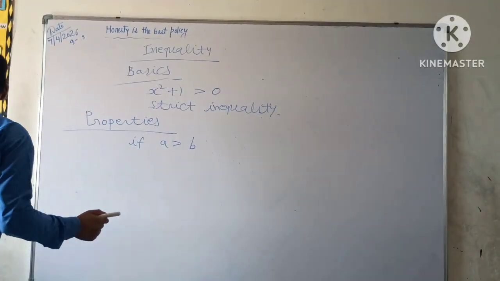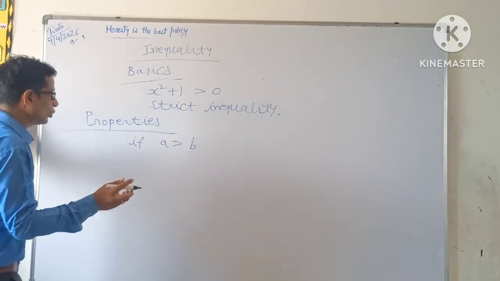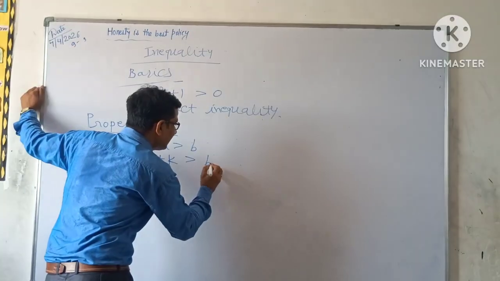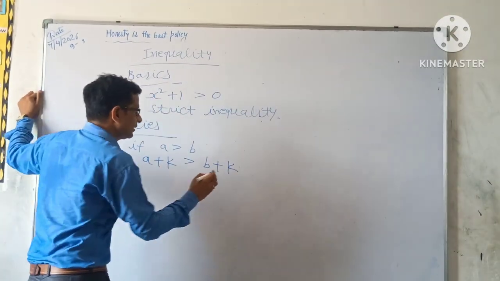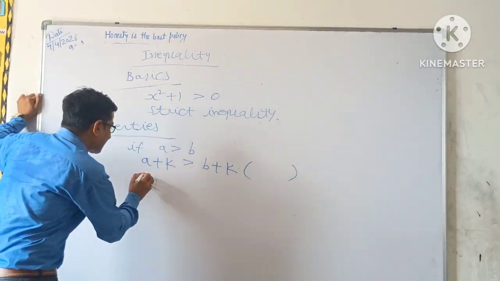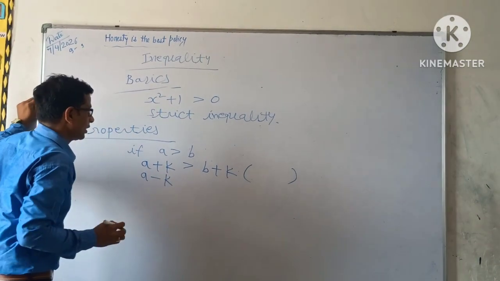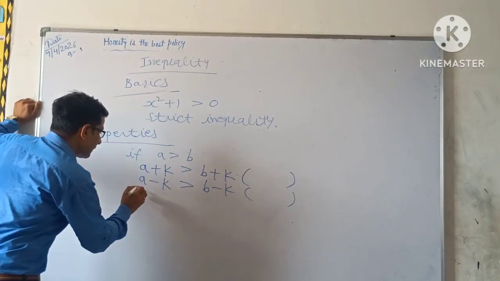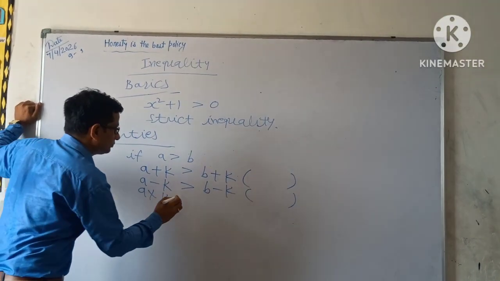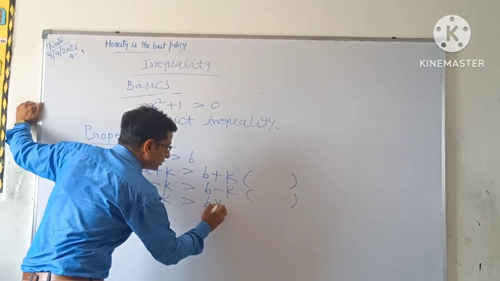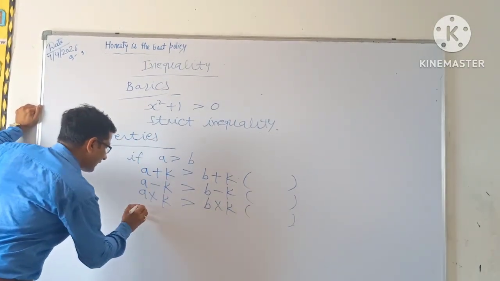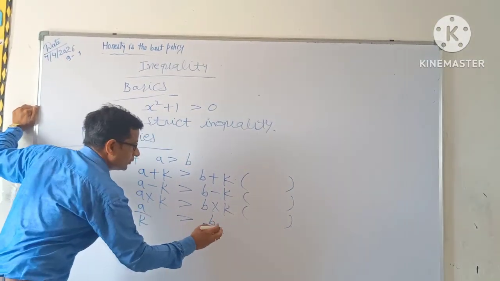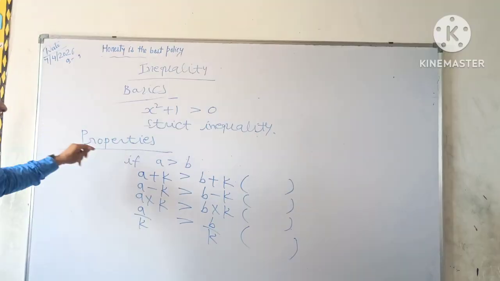If we add an unknown quantity K to both sides, what will be its effect? Is it true or not, for every K? If we subtract an unknown quantity K, is this subtraction right or wrong? If we multiply, is this right or wrong? And if we divide A by K and B by K, is it right or wrong? We have to check these 4 conditions.